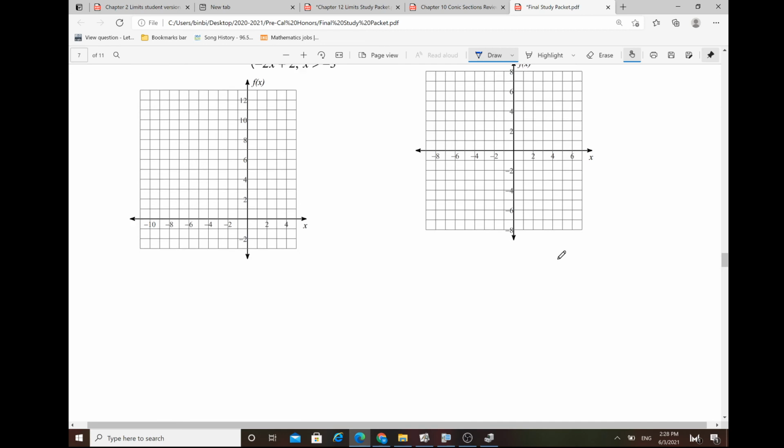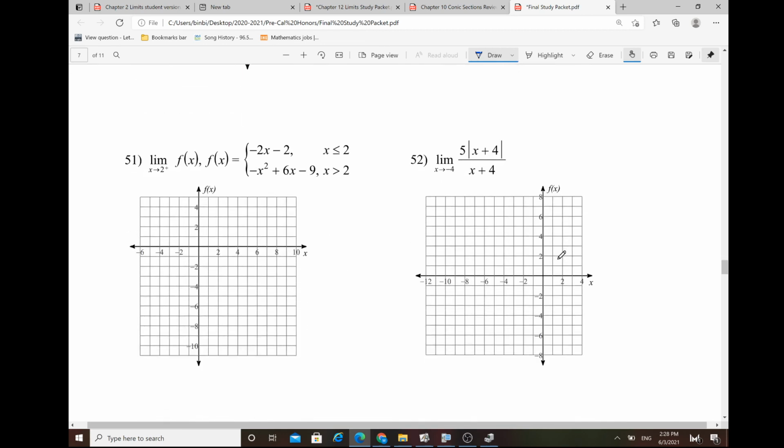But now, what about the limit at the exact value, like 5? So for this one, we need to verify the limit from both directions, the limit from the left and also the limit from the right. From the left, we have 5 times negative x plus 4, and the other one down the bottom, x plus 4. Reduce. So what's left here is negative 5. And then the limit from the right is 5 times x plus 4 over x plus 4, and the limit would be 5.